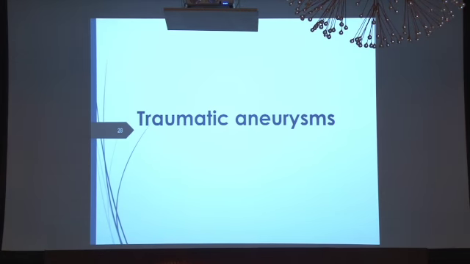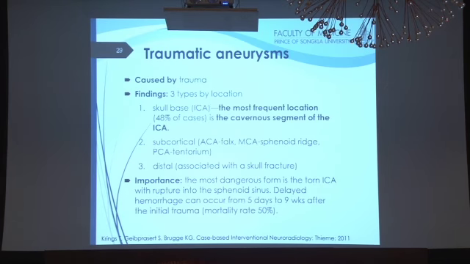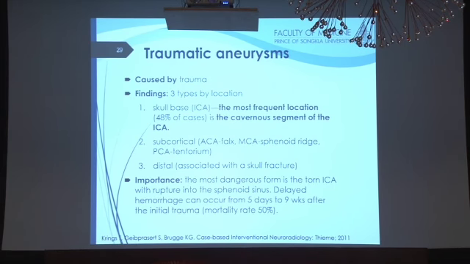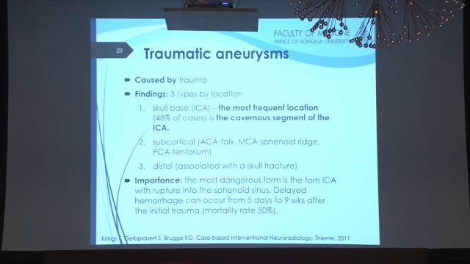Now let's move to traumatic aneurysms. Intracranial traumatic aneurysms can be subdivided into 3 types according to their location: skull base, subcortical, and distal. The most often location is the cavernous segment of the ICA, and the most severe form is the torn ICA with rupture protruding into the cavernous sinus through a fracture at the sphenoid wall. Delayed bleeding of a traumatic aneurysm can occur from 5 days to 9 weeks after initial trauma. The mortality rate has been reported as high as 50%.